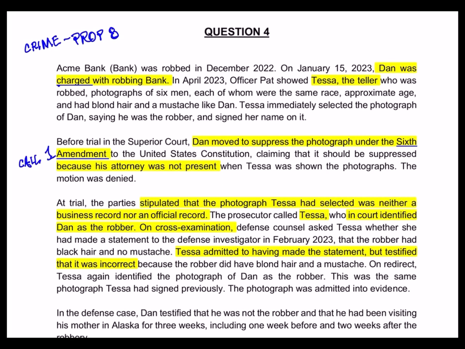On redirect, Tessa again identified the photograph of Dan as the robber. This was the same photograph Tessa had signed previously. The photograph was admitted into evidence.